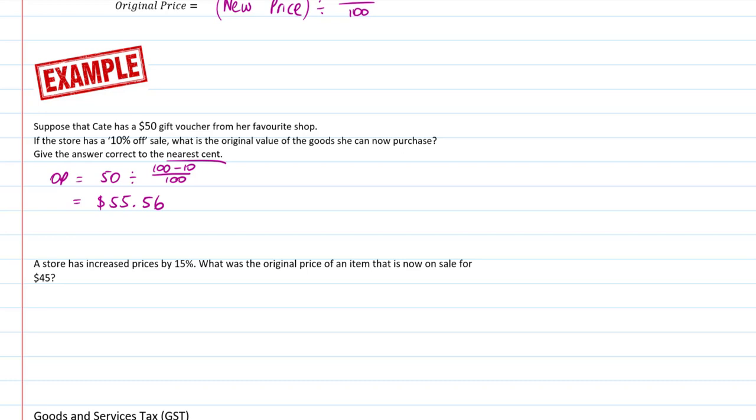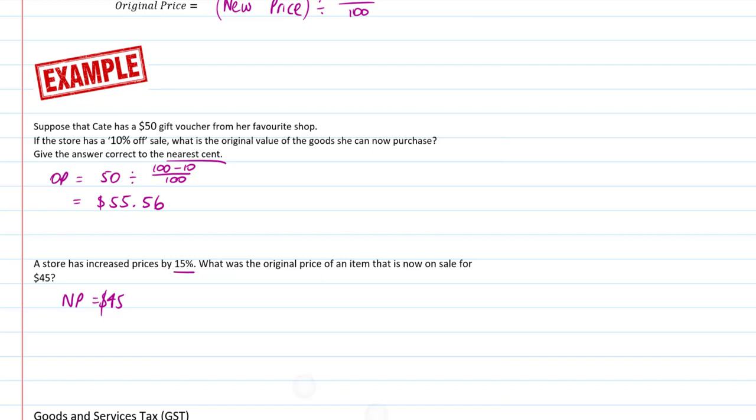A store has increased prices by 15%. What was the original price of an item that is now on sale for $45? So the new price is equal to $45. There's a bit more language to this one, so I just need to check I'm doing it right. It's an increase of 15%, and I want to know what the original price is based on that increase.